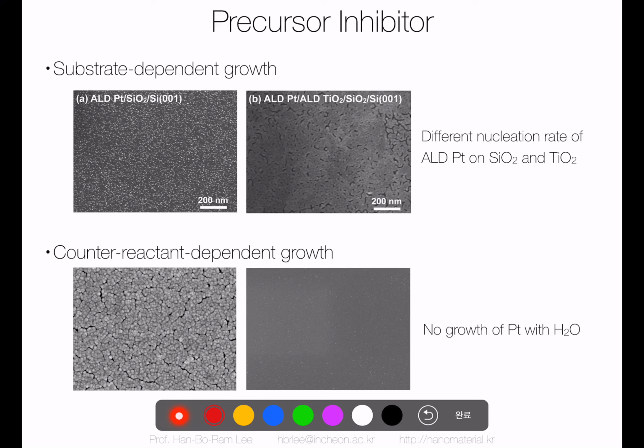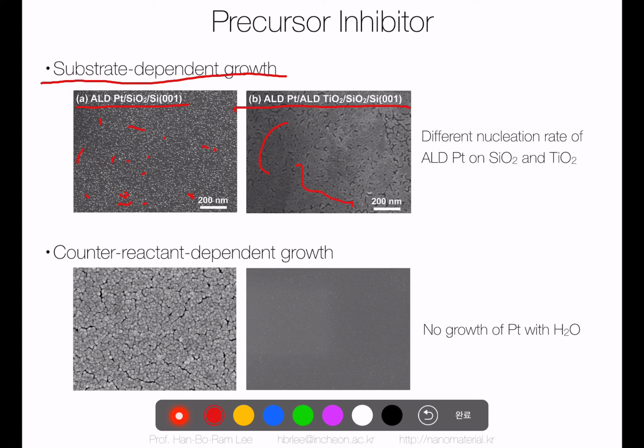So this is the precursor inhibitor. Now my group is actively working on the precursor inhibitor system, because the precursor has a lot of big potential. For example, the precursor itself has surface-dependent growth. For example, ALD platinum growth is not very active on the silicon substrate, very non-uniform, non-continuous. But on the titanium oxide surface, it is very uniform, even under the same deposition condition.